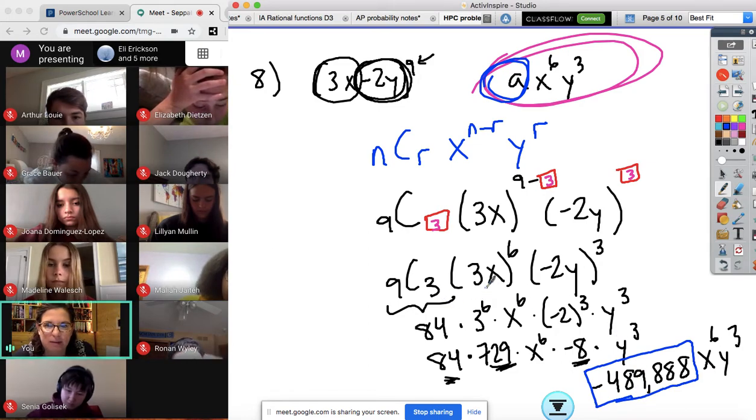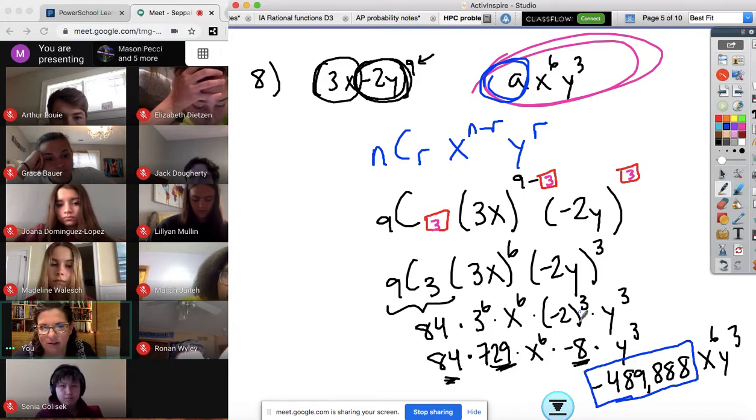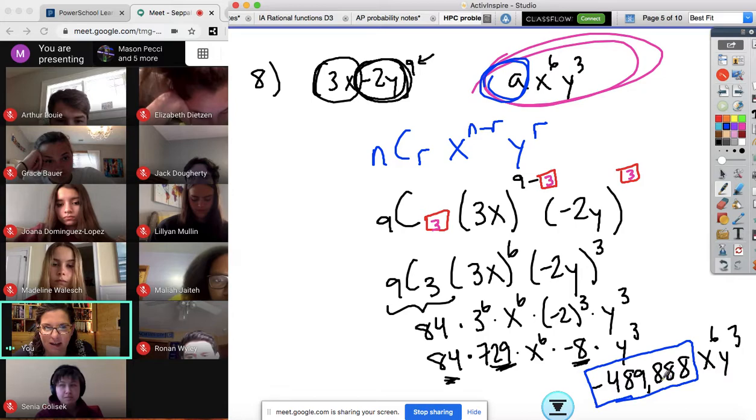So I think what people are maybe forgetting is the fact that you're going to have some numbers here that also need to get raised to powers. So the 3 gets raised to the 6th, the negative 2 gets raised to the 3rd, and then you have to multiply all those numbers together in order to get that leading coefficient.